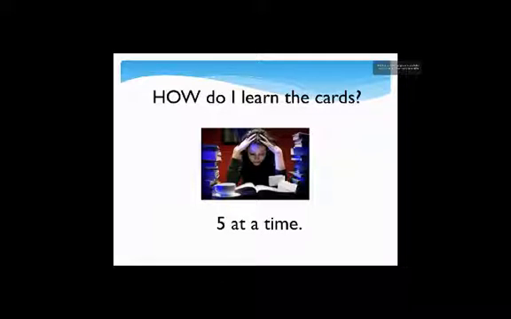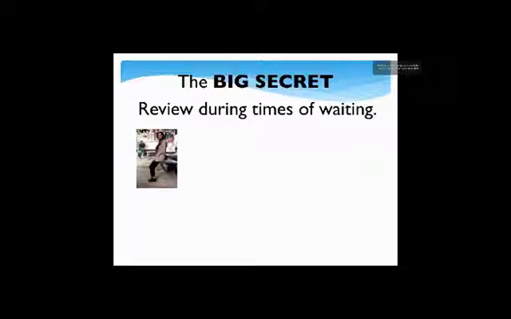You've made them up, spend time learning the 5. And then do 5 more, shuffle them all together, and you have 10. Then do 5 more. When you know those 5, shuffle them into the other 10. You now have 15, and so forth. The big secret, review during times of waiting.